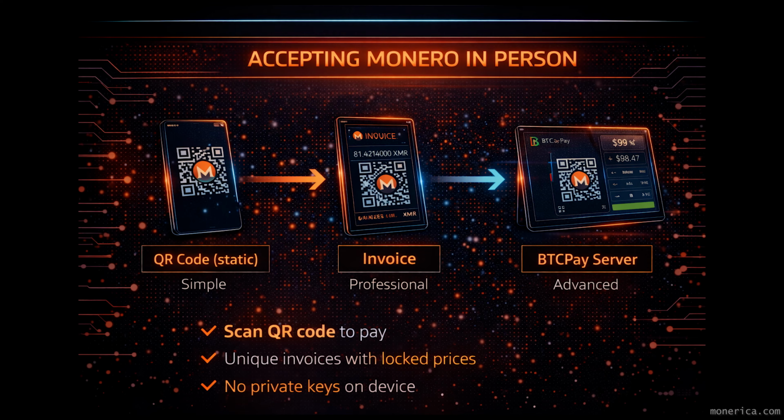A more professional approach is invoice-based checkout, where a phone or tablet generates a unique invoice with a QR code that includes address and amount. A more advanced option is using BTCPay Server as a point-of-sale system. In this setup, a cashier enters an amount, a unique invoice is generated, a QR code is shown, and payment detection happens automatically, without storing private keys on the server.